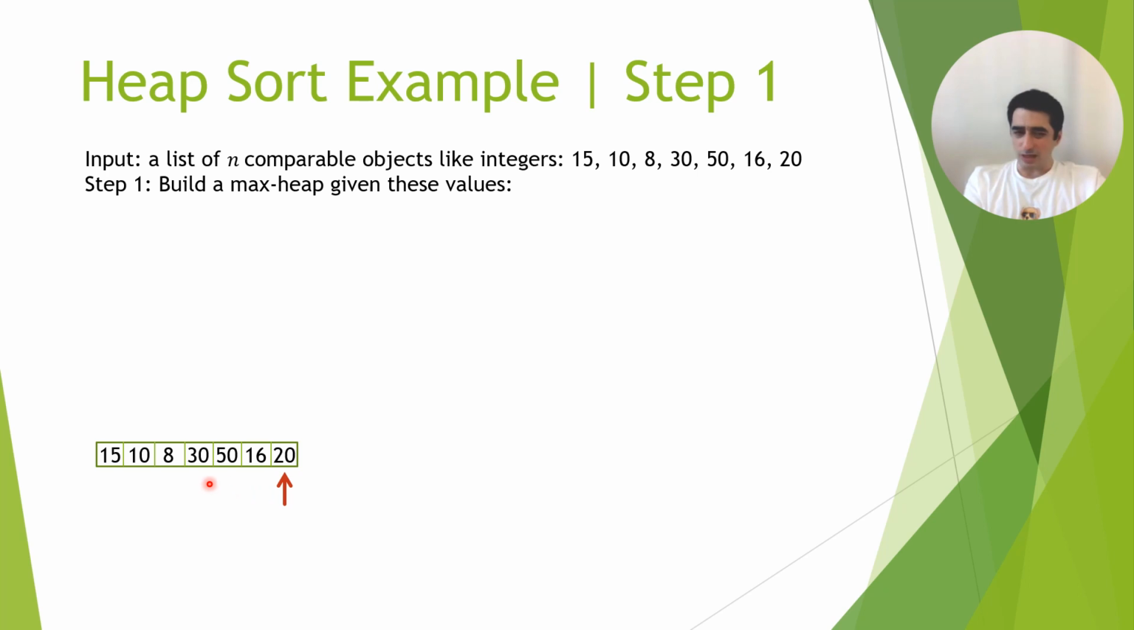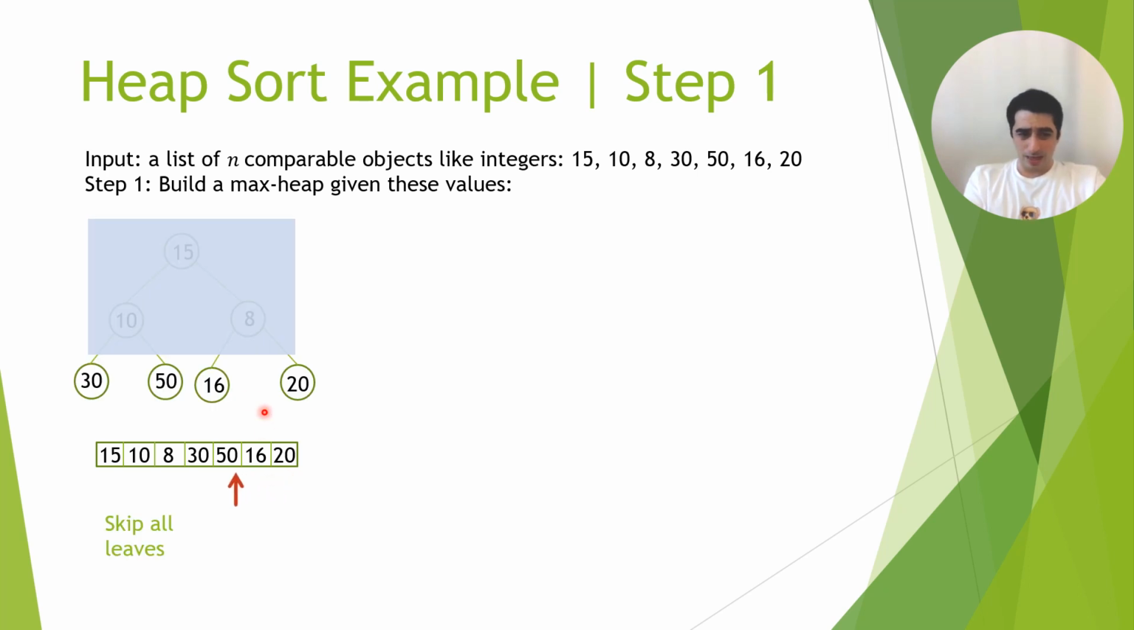So if you make a binary heap using these elements stored in this array, what you get is this. And as you see, 20, 16, 50, and 30 are leaves, so we are not going to change these. We're going to assume these are basically 4 heaps by themselves. You have 4 separate heaps, each one with 1 node. One of them is 20, one of them is 16, one of them is 50, one of them is 30. Don't touch them. Let them be there.